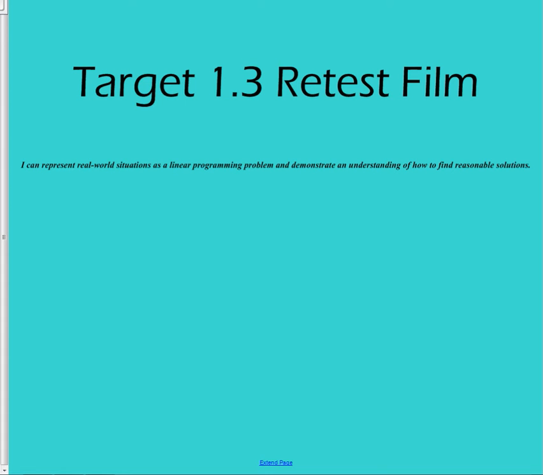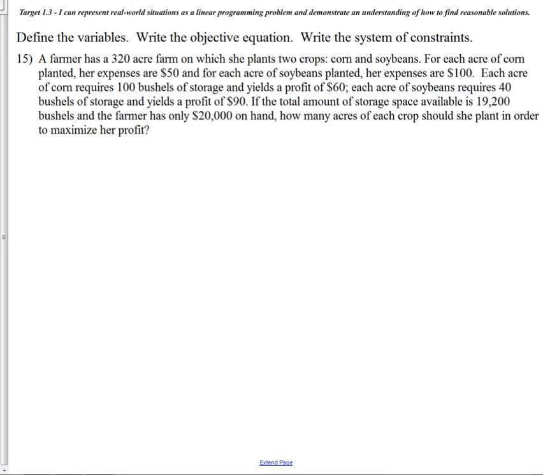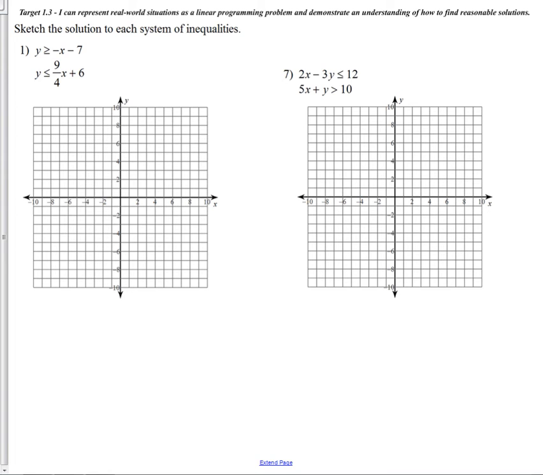Okay, Target 1.3 states that I can represent real-world situations as linear programming problems and demonstrate an understanding of how to find reasonable solutions. So it starts out with doing some systems of inequalities and finding those solutions. I picked a few problems from your packet. We're going to do number 1 and number 7. And then it follows with an actual linear programming problem where you have to set it up. Finishing it is also another objective too. So we're going to go through those problems. So let's start with number 1.